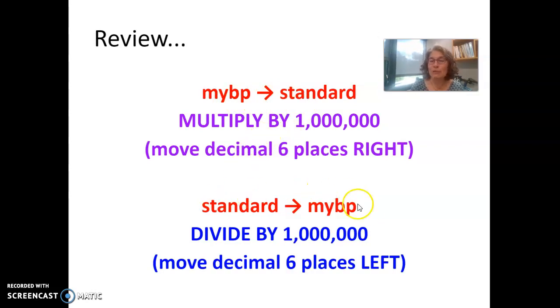If you want to go from standard form back to mybp, also simple. You're just going to divide by a million, which means you're moving the decimal place 6 places to the left. Hopefully that helps you with each of those conversions.